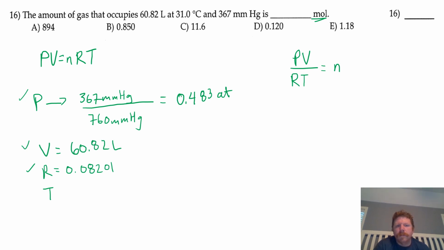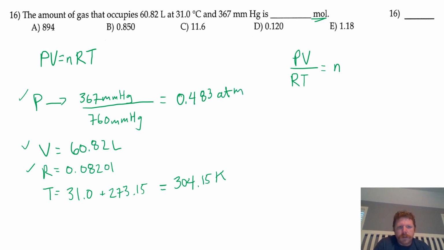Our temperature is the last thing. Our temperature is measured in degrees Celsius. What we need to do is convert that to Kelvin. So 31.0 plus 273.15 will get us to Kelvin. 31 plus 273.15 equals, temperature is 304.15 Kelvin. Okay, so now we've got all the numbers that we need.